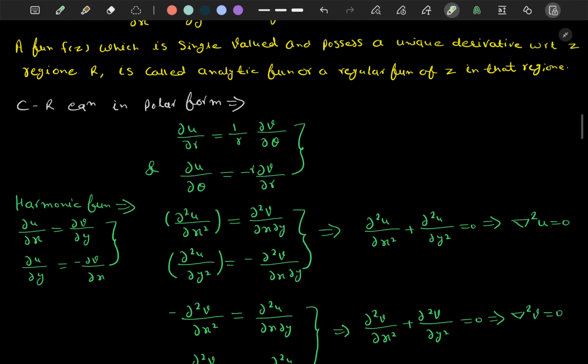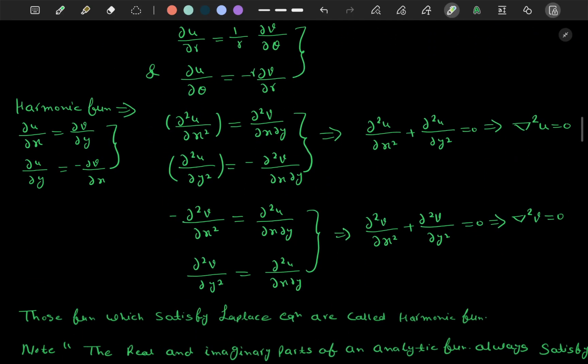Now CR equations in Euler form, you have to remember it. Del u by del r equal to 1 by r del v by del theta, and del u by del theta will be minus r del v by del r. So simply we are changing the variables. Here, del u by del x equal to del v by del y, and del u by del y equal to minus del v by del x. Similarly in polar form, del u by del r equal to 1 upon r del v by del theta, and del u by del theta will be minus r del v by del r. You have to remember, just revise 2-3 times, and automatically these things will be fixed in your mind.